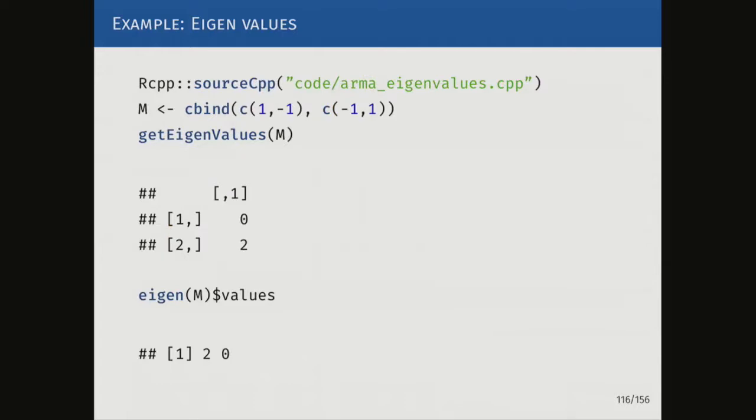So if you construct yourself a trivial 1, minus 1, minus 1, 1, you get 0 and 2 back. And if you call the thing from R, you get the same thing back. That's an almost FAQ, because people do this sometimes and then claim that 0, 2 is not the same as 2, 0. That's not true, because eigen decompositions are not defined up to their ordering. It's just the values.